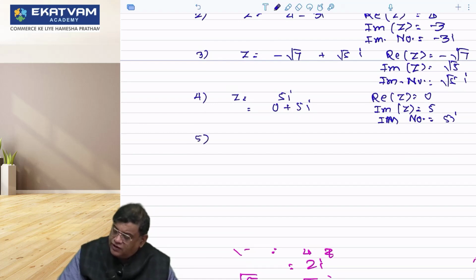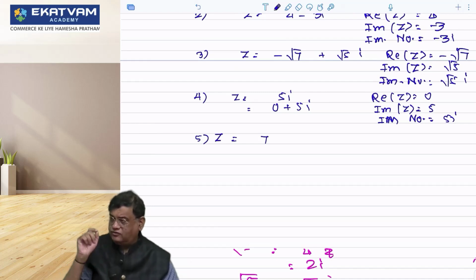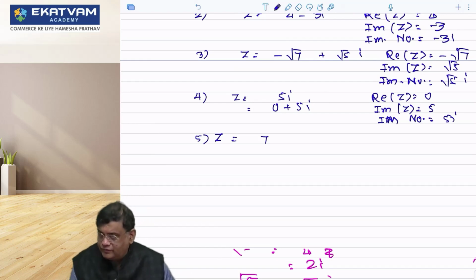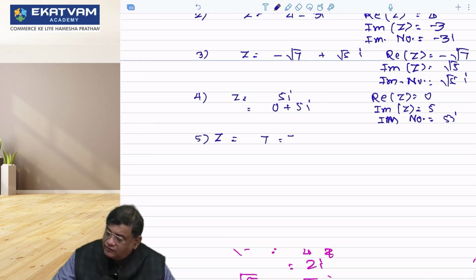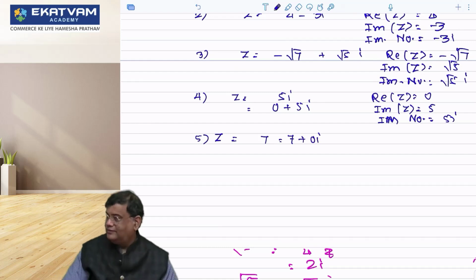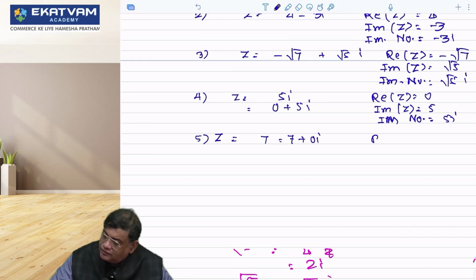Now if I say z is equal to 7, is that a real number? Yes. Is that a complex number? Yes, because I can write 7 as 7 plus 0i. 0 into i is 0. So 0 can be added anywhere. And therefore, the real part of z is 7 and the imaginary part of z is 0.